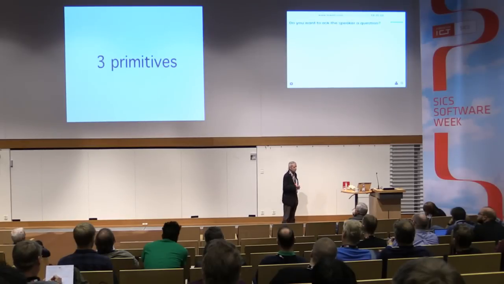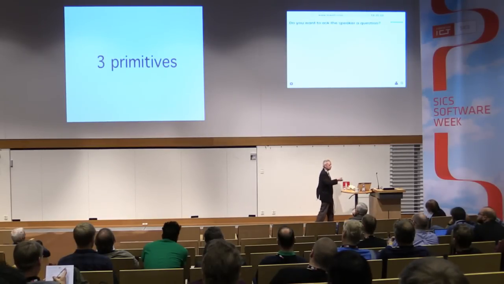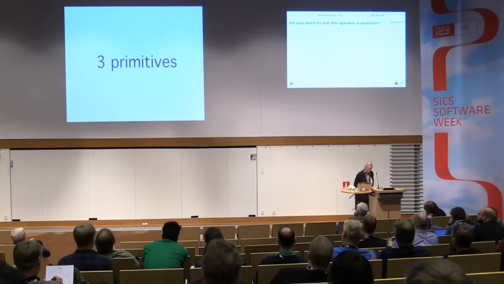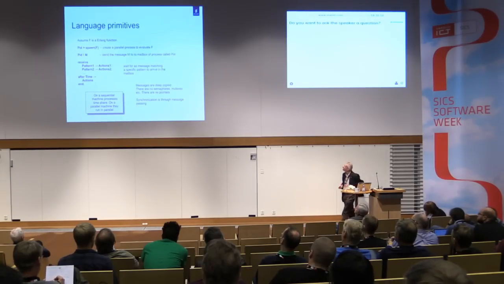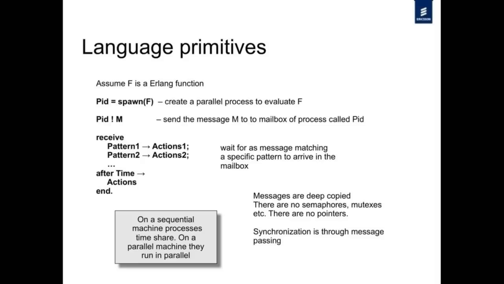So how do we make it easy to write parallel programs? Well, don't confuse programmers with a lot of different things. Just have three primitives, which are in the language itself and not in the operating system. The three primitives are spawn, which creates a parallel process, send, which sends a message to that process, and receive, which receives a message. A receive is a pattern matching operation.